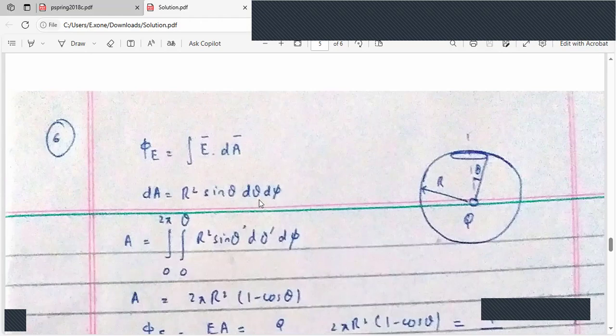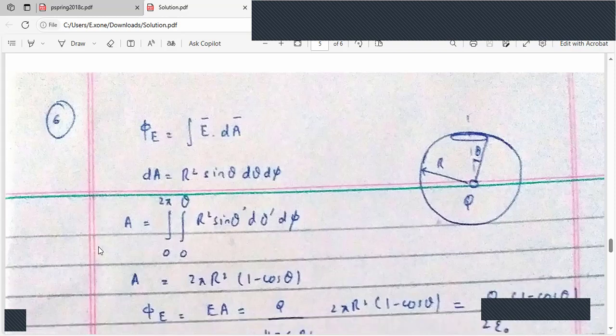and we know that phi should be 0 to 2 pi because it's the azimuthal angle, and theta has some restrictions because it is not going from 0 to pi. So we have to restrict theta in that case. So it is from 0 to theta, and then we can easily find the area enclosed by this cap.